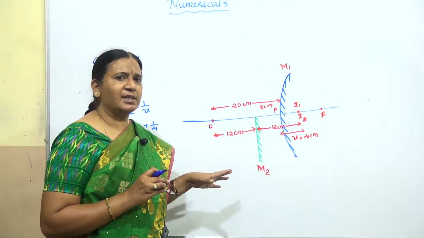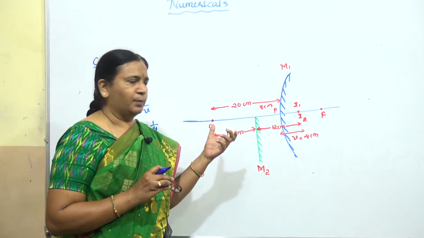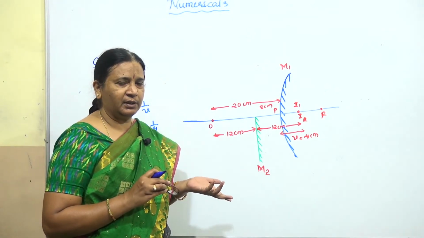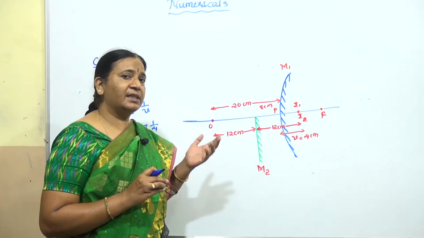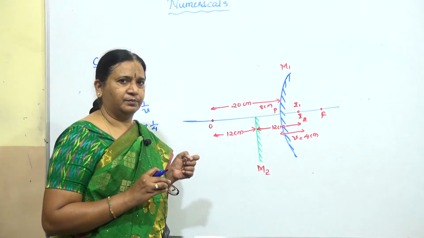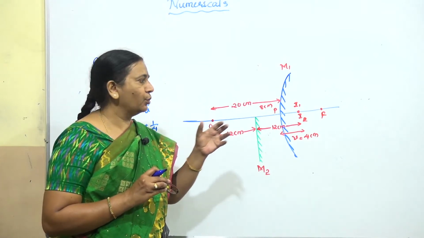You know where the image has to form. Make a guesswork. Suppose 20 centimeters is the focal length of a concave mirror. If you have kept the object at 60 centimeters, the image should come out between 20 to 40. Yeah, and so go for the options.